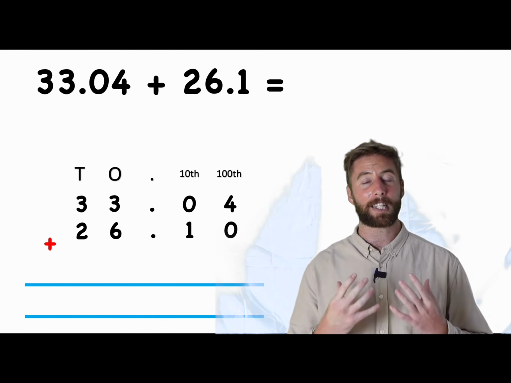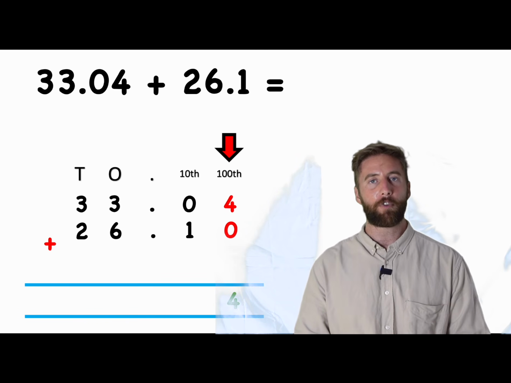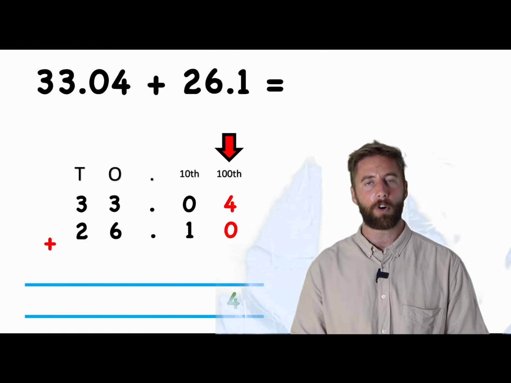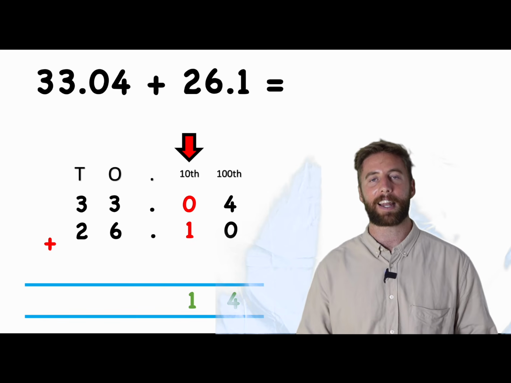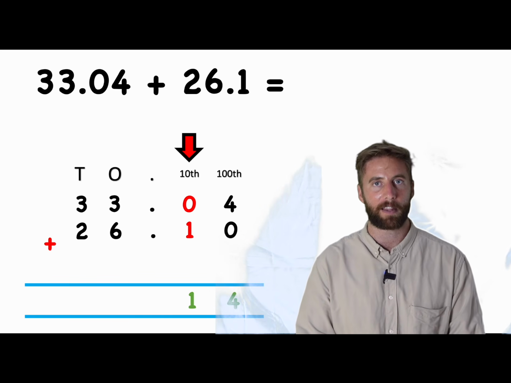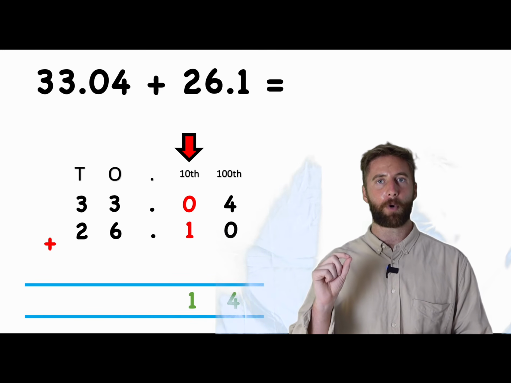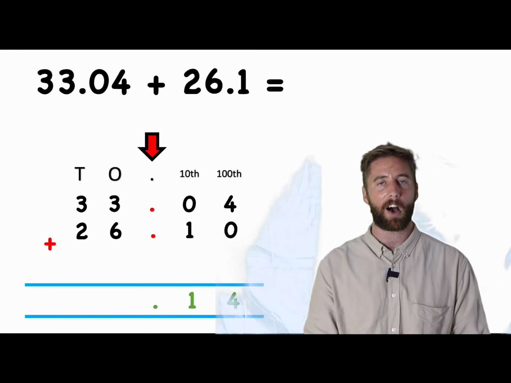Again, I'm going to start with my smallest value. In this case, it's now hundredths. So 4 plus 0 is 4. I have 4 hundredths. Now I'm ready to do my tenths, and I can see that I have 0 tenths, add 1 tenth, that equals 1 tenth. Really important I put my decimal point back. Here we go, excellent.